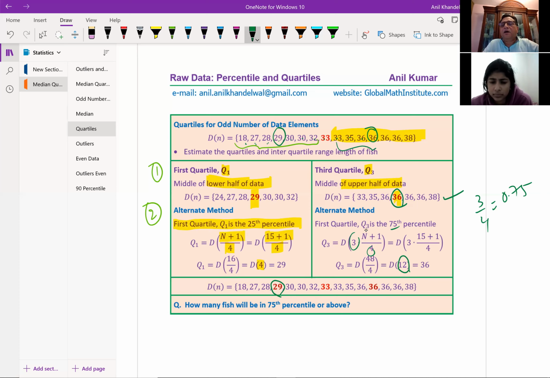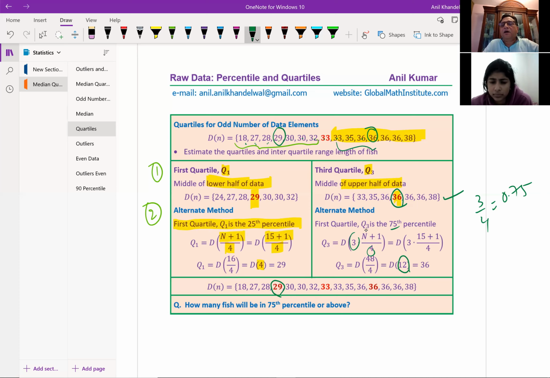So how many fish will be in the 75th percentile or above? Now, a very critical question, because these two values are the same. The length of the fish at the 75th percentile is 36, correct? Since we are including the 75th percentile, we are including the length of 36 centimeters. And therefore, the answer should be all of this. So 1, 2, 3, 4. Would you say 5 fish?